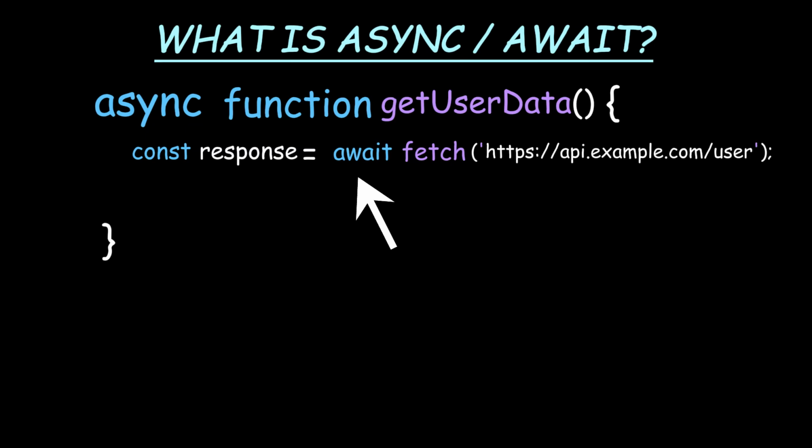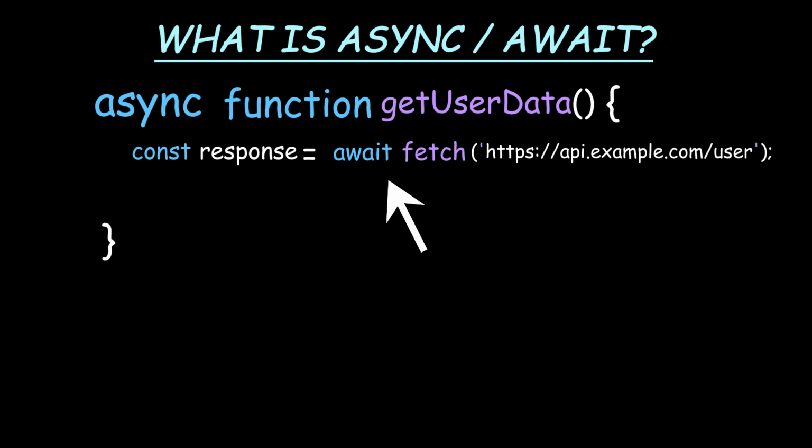When we use await in front of a promise-based function, it pauses the code until that promise is resolved. It's like telling JavaScript, wait here, get the result, then continue with the next line. This helps avoid writing .then chains, making the code more readable.